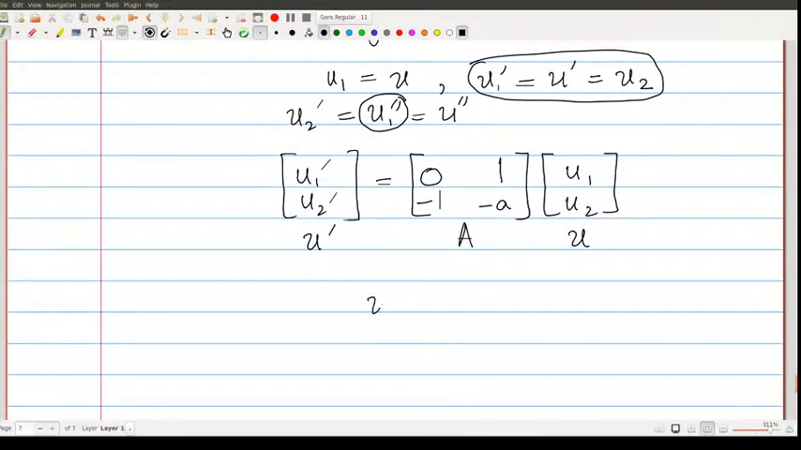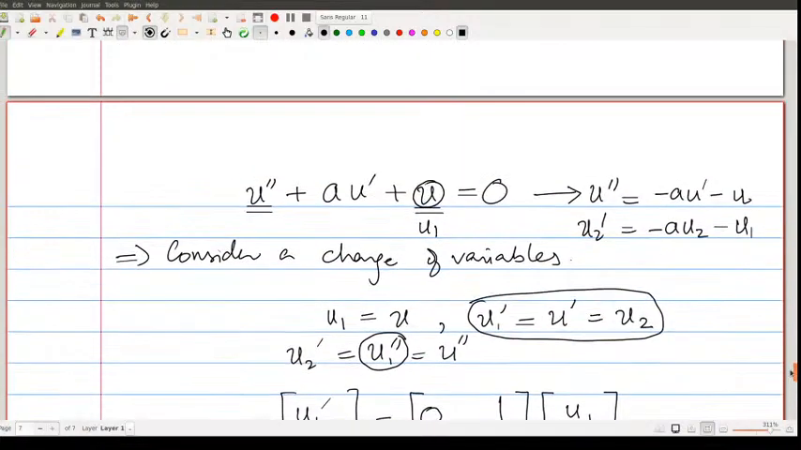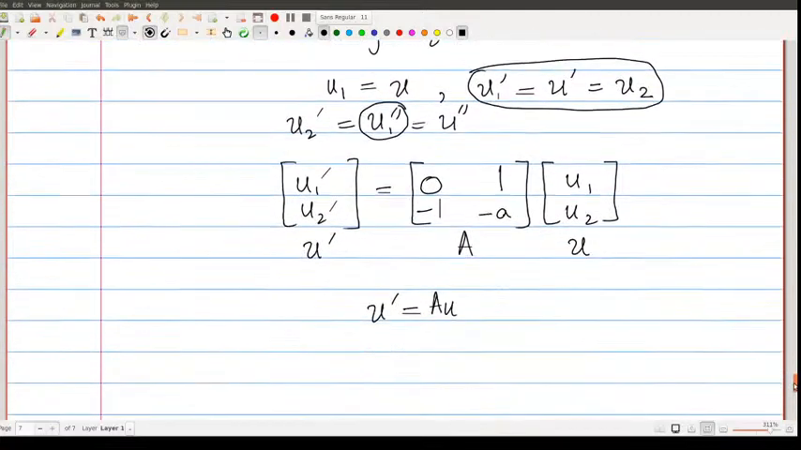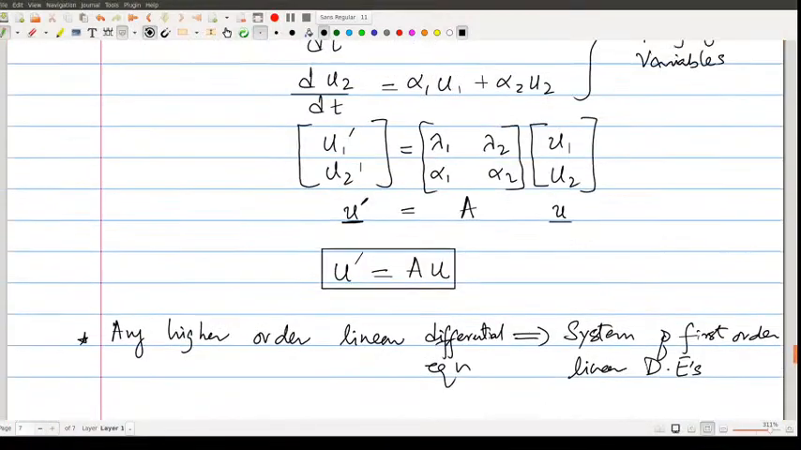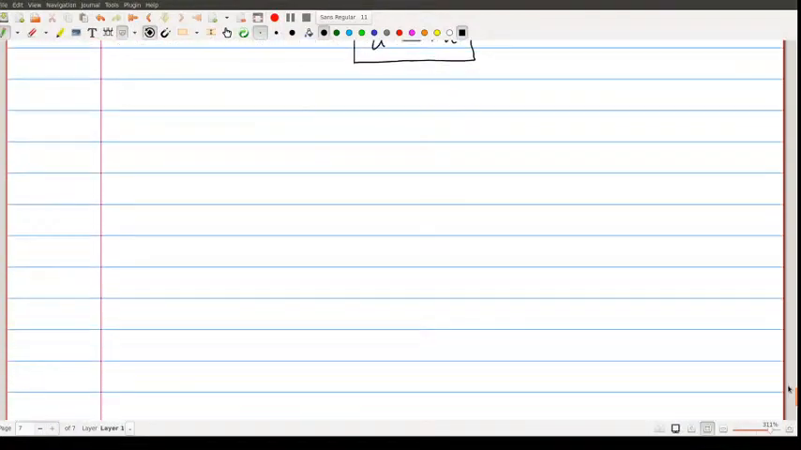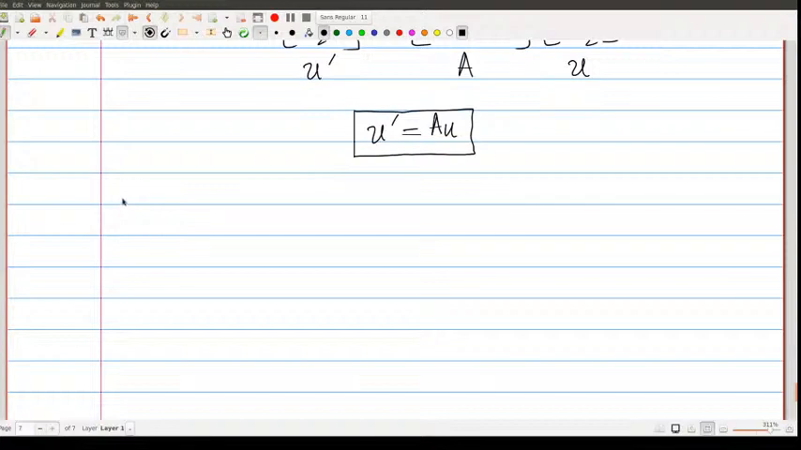So again, I've turned it into a system u prime is equal to Au. A higher order equation, this was just a second order linear differential equation, which I have now turned into a system of first order linear differential equations. Right? Okay, and so the question now really is, how do we solve this? And the idea is really neat.